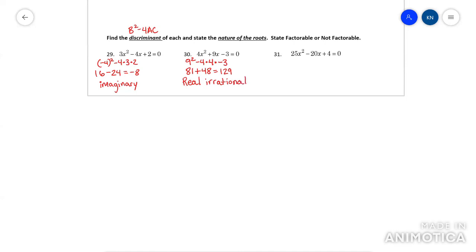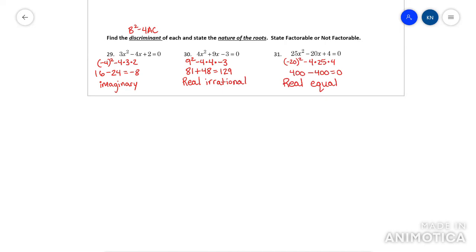Then the last one, b squared minus 4ac. So -20 squared is 400. And then -4 times 25 is 100 times 4 makes it minus 400. So this one's 0. The fact that it's 0 means these roots are real, but there's only going to be one x-intercept there. So these roots are equal.